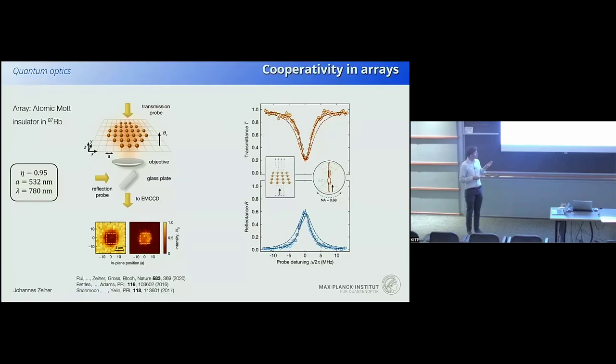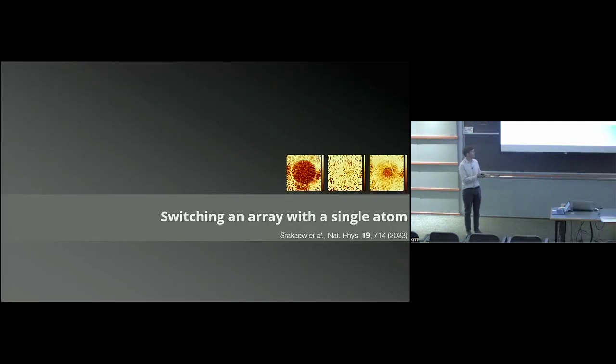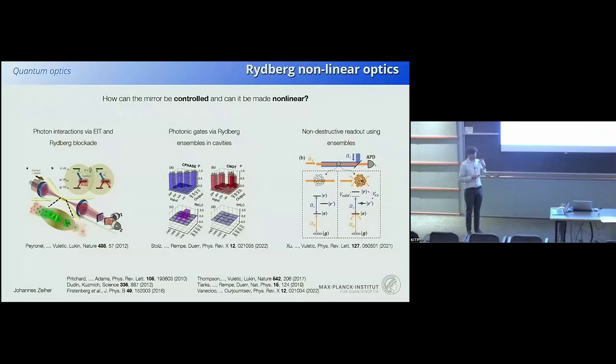All right, so this is all, if you want, linear optics, right? We send in a light field that is a coherent state, and we get a coherent state back. What I now want to talk about is how we can control this, and how we can go from a linear optical response to a nonlinear optical response. First, I will explain how we control our system with the atomic degrees of freedom that we have control over.